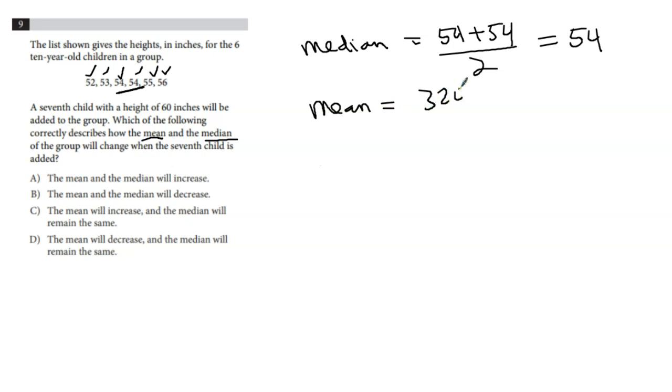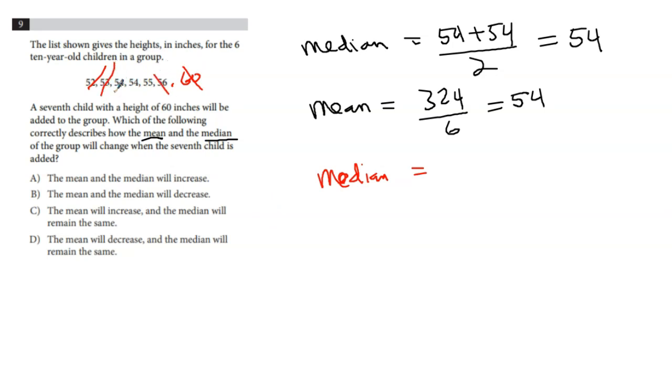We get 324. Divided by 7, we get 54. Then if we add one more, if we add 60 to make 8 numbers, with the median, this goes away, this goes away, this goes away, and we'll have a middle of 54. So the median didn't change, but the mean is here. Just add 60 to 8 and here it increases to 7.